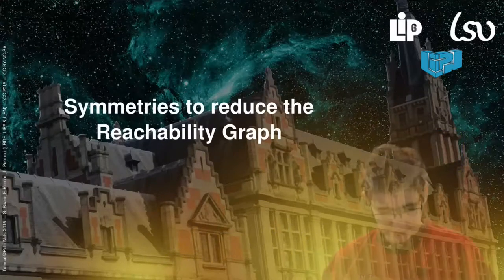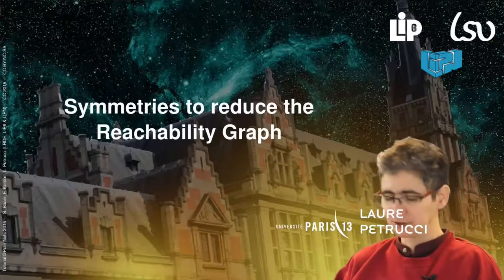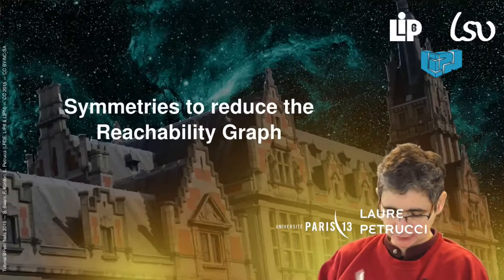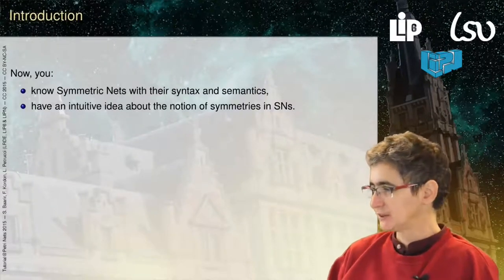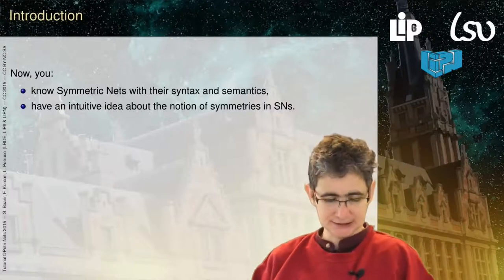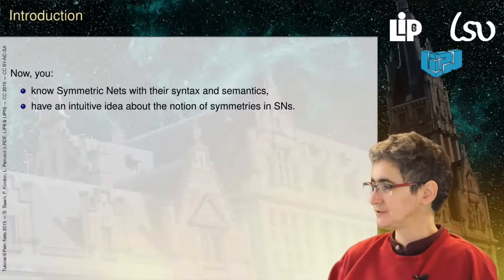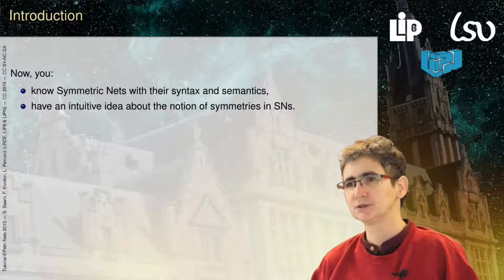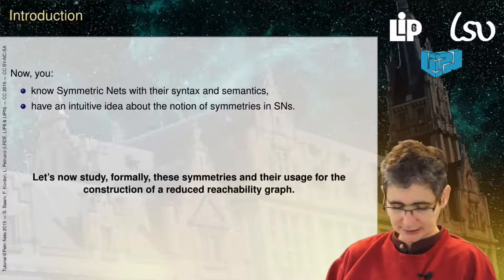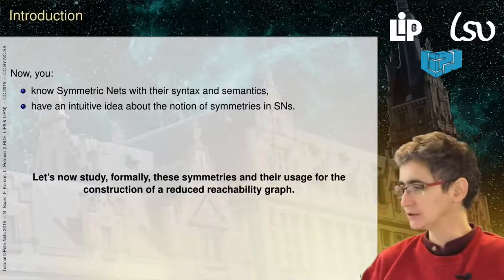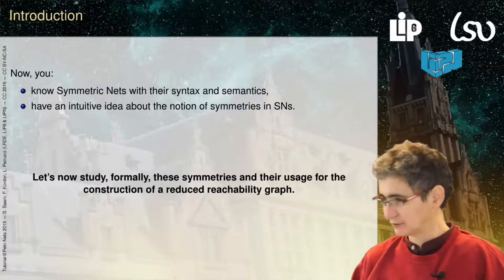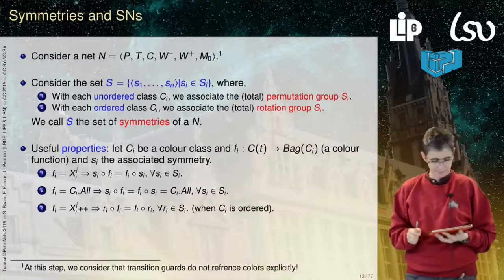Okay, so now we'll consider symmetries to reduce the reachability graph. Up to now, you know about symmetric nets in the syntax and semantics. You have an intuitive idea of how symmetries work in symmetric nets. And we'll study formally these symmetries, and their use for the construction of a reduced reachability graph.